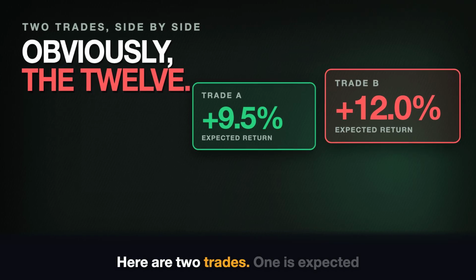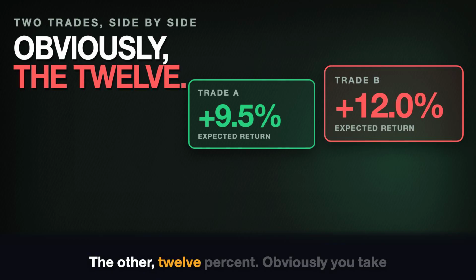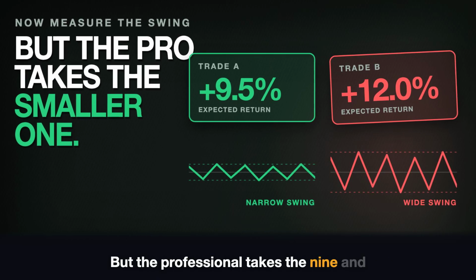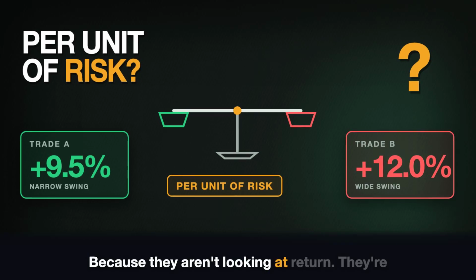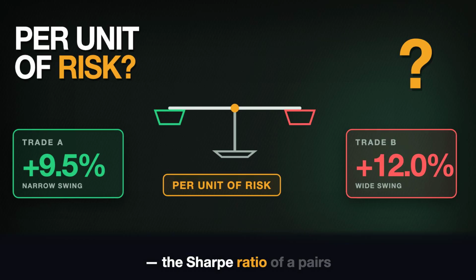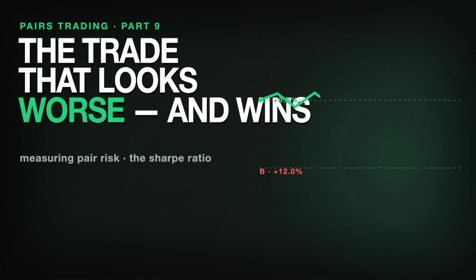Here are two trades. One is expected to return 9.5%, the other 12%. Obviously, you take the 12. But the professional takes the 9.5 because they aren't looking at return. They're looking at return per unit of risk, the Sharpe ratio of a pair's trade. Today, we calculate that unit.